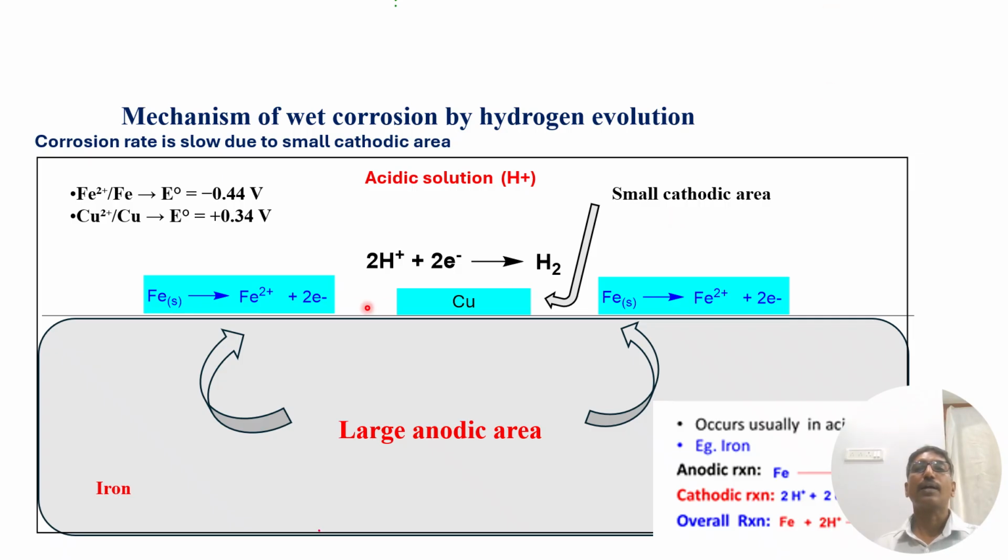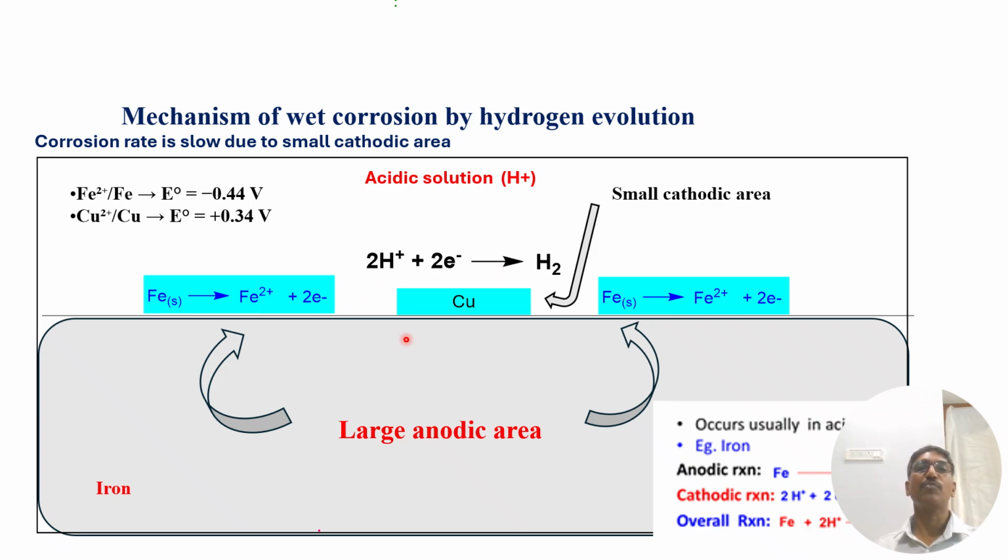Notably, because the cathodic area, the copper, is relatively small compared to the large anodic area of the iron, the overall corrosion rate remains slow, since the acceptance of electrons at the copper surface is relatively small compared to the anodic region. The anode would release more electrons; however, acceptance would be restricted, the cathodic region being small. This describes the classical mechanism of wet chemical corrosion driven by hydrogen evolution, which is characteristic of acidic environments.